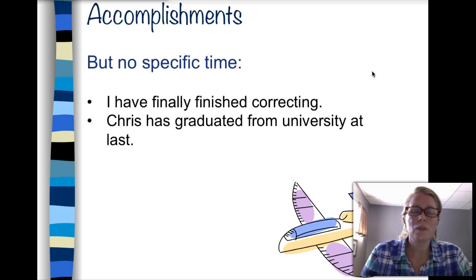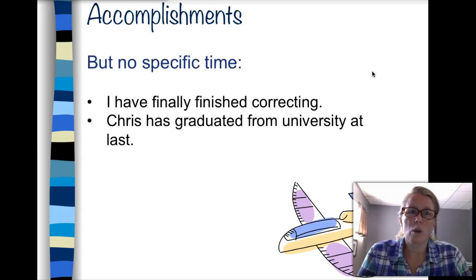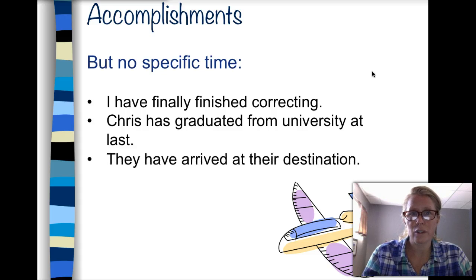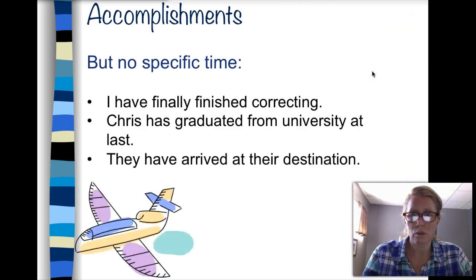We also use the present perfect to talk about accomplishments, again, but not at a specified time. I have finally finished correcting. That's true, I finished correcting this morning. Or Chris has graduated from university at last. It means we've been expecting it, but we didn't know when it would happen. Or they have arrived at their destination. There they go.